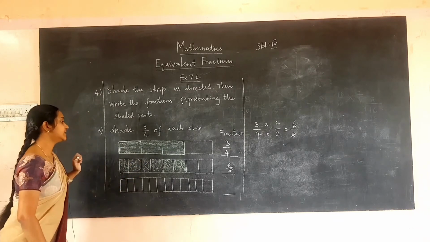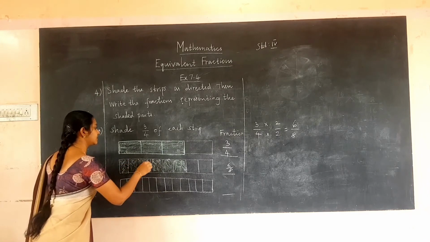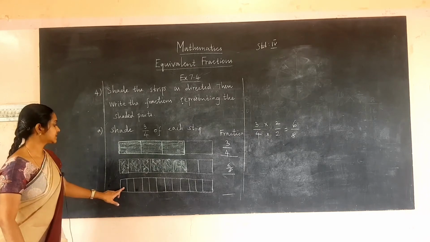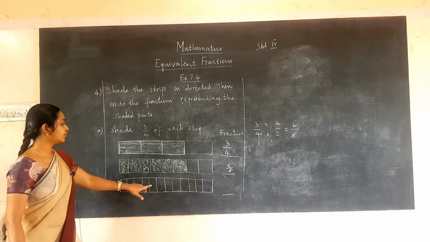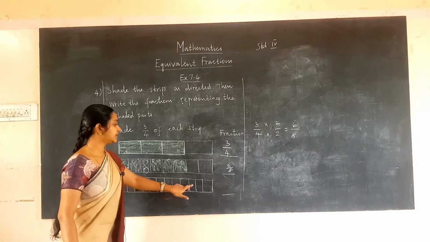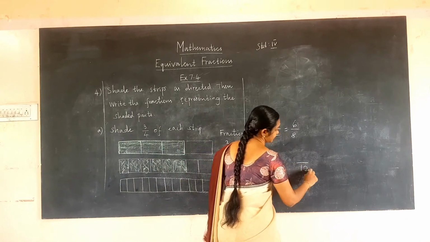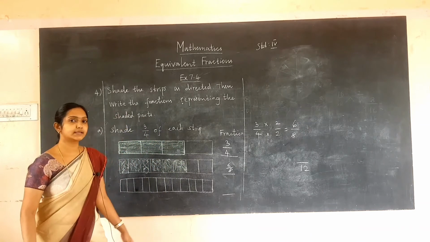We have shaded 6 parts. Next, count how many total parts are here. 1, 2, 3, 4, 5, 6, 7, 8, 9, 10, 11, 12. In the denominator we are having 12. We don't know how many parts should be shaded.